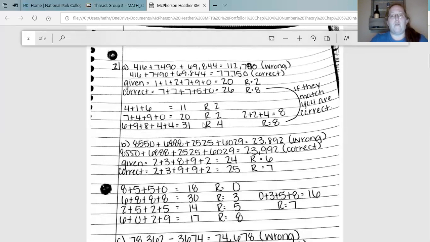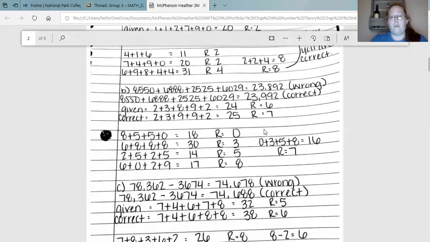Make sure that you know what sign you are working with at the beginning of your problem, because that sign is going to take place right here in this section. You're going to take these remainders, and since this one started out with addition, you're going to add them all together. So 2 plus 2 plus 4 equals 8. And you would see how many times 9 would go into 8. Well, since 9 doesn't go into 8, your remainder is 8. As long as the correct answer's remainder and your remainder match, then you're correct.